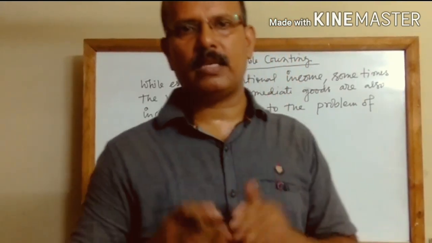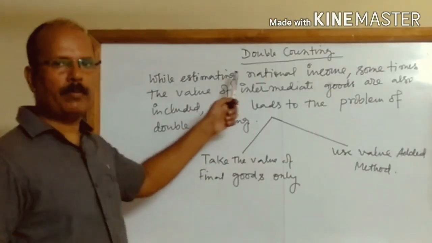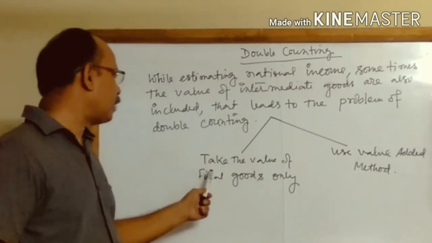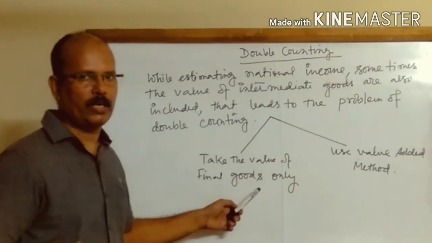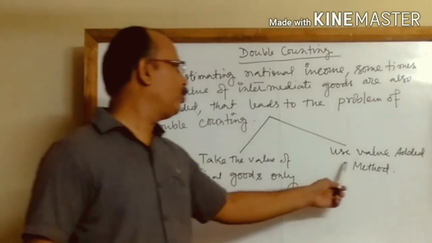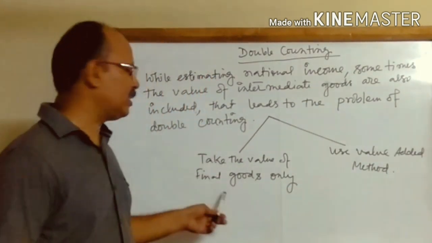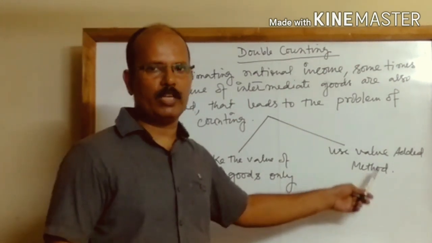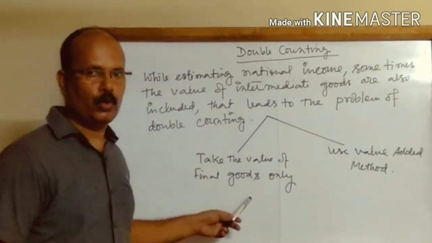So there are two ways how we can avoid this problem of double counting. So it can be seen here, this double counting has one solution, that is either we will have to take the value of final goods only, that is while estimating national income, we must take the value of only the final goods, or we should use the value added method. So this one is quite easy, we will take the value of final goods only, and the second one is a little complicated, but this one is more useful, because which one is the final good? To take the value of final goods, which one is the final good?